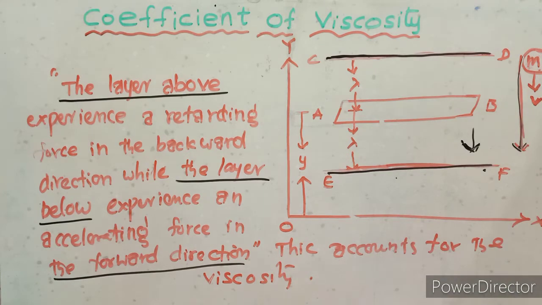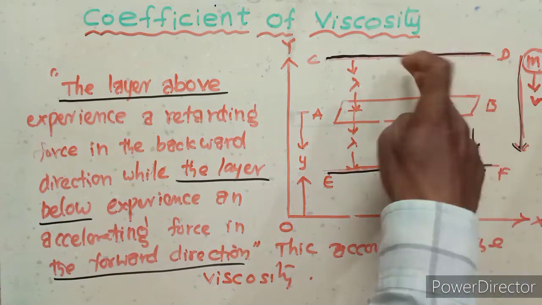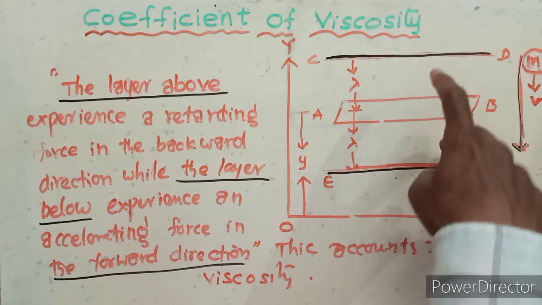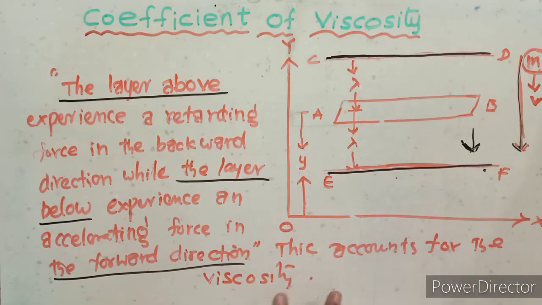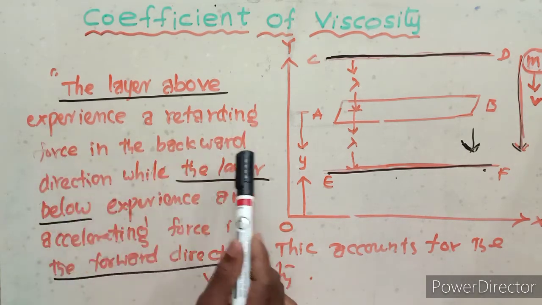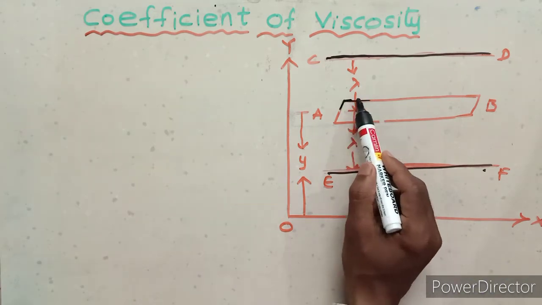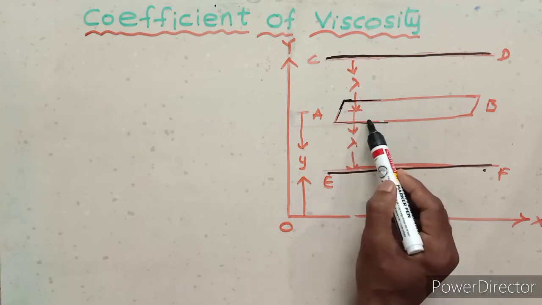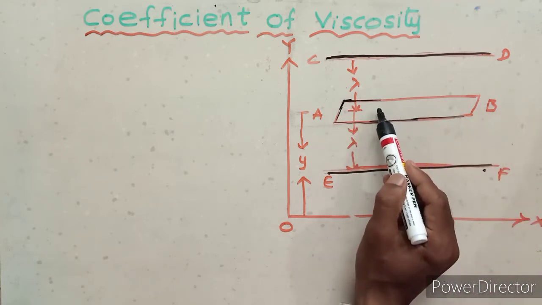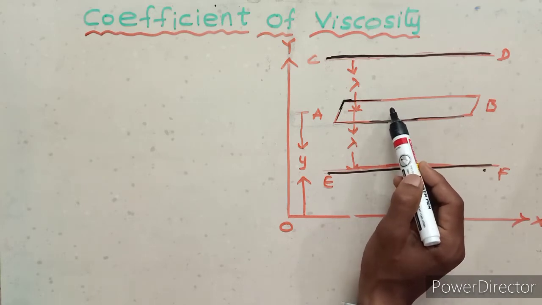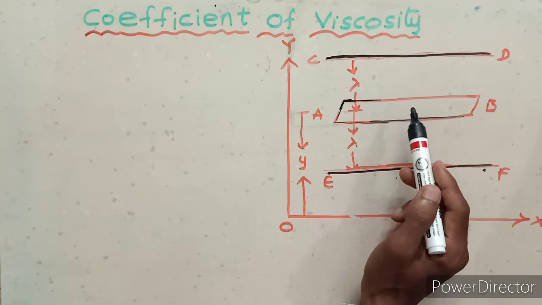So this accounts for viscosity. Okay, this force, this momentum, some momentum here, some momentum here. The change in momentum is the viscosity force. So the layer above experiences a retarding force in the backward direction while the layer below experiences an accelerating force in the forward direction. This accounts for the viscosity. The layer AB consists of gas. Gas consists of a number of molecules.